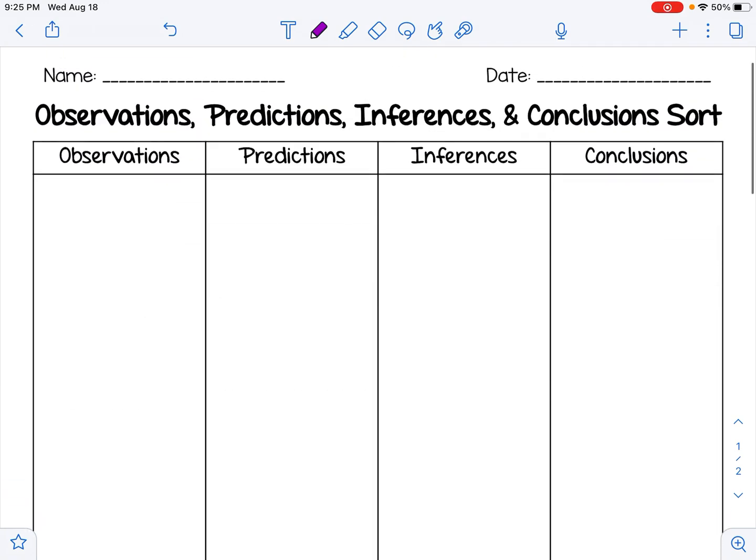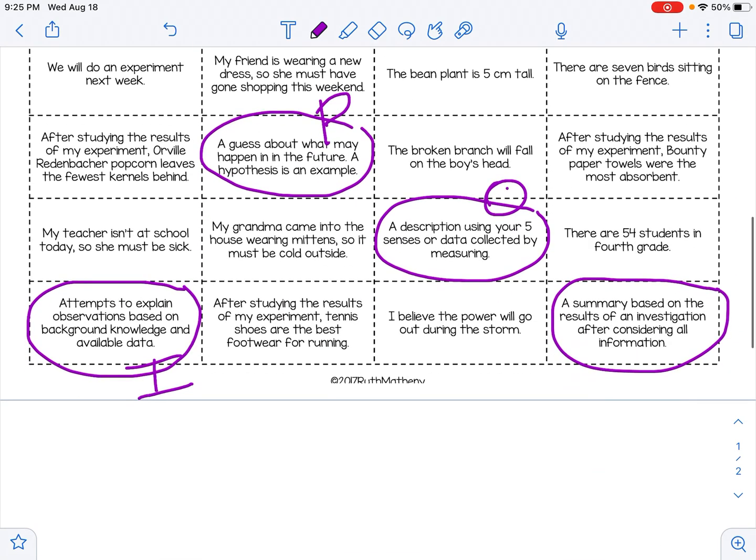So that leaves conclusion as this. So our conclusion, just like when you are writing a conclusion paragraph, it's going to wrap it all up. All right, a summary based on the results of an investigation after considering all the information. So after you've done your experiment and you've looked at your data, you've wrapped it up. This is what you conclude has happened. These are the results of your investigation.